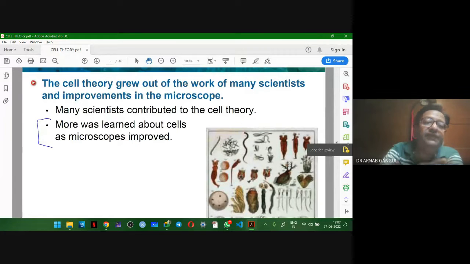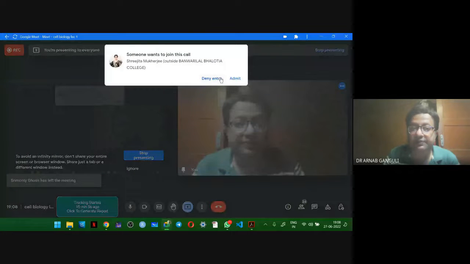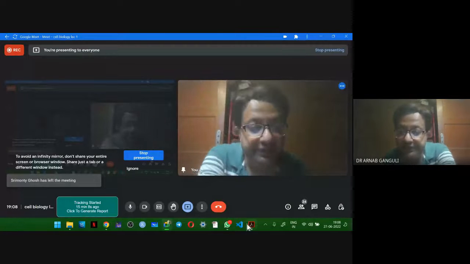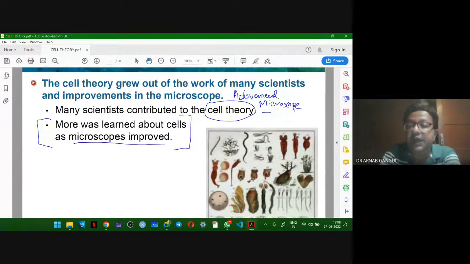Actually, as the microscope improved, the cell theory started to develop even more. More advanced microscopes came out, and with better microscopes the cell theory developed further.